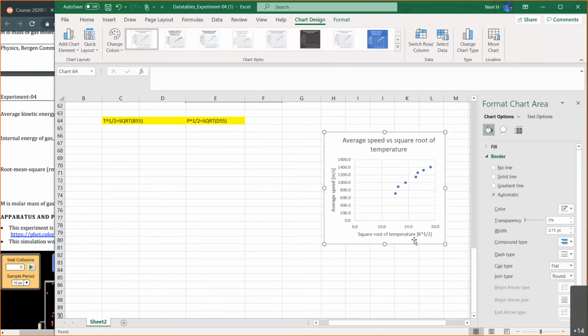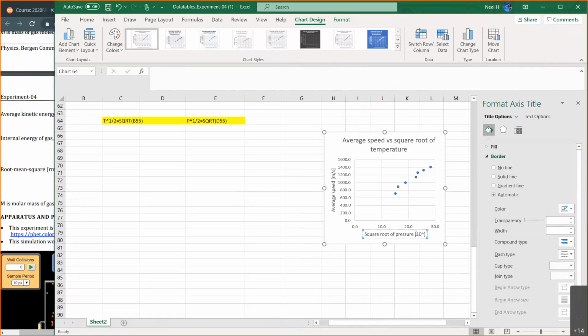Yeah, then we have a couple of data points that go up and down, but the overall behavior remains there. Okay, now I just need to change only this one. Instead of square root of temperature, now this is square root of pressure. So it's much easier than remaking that whole graph again, right?